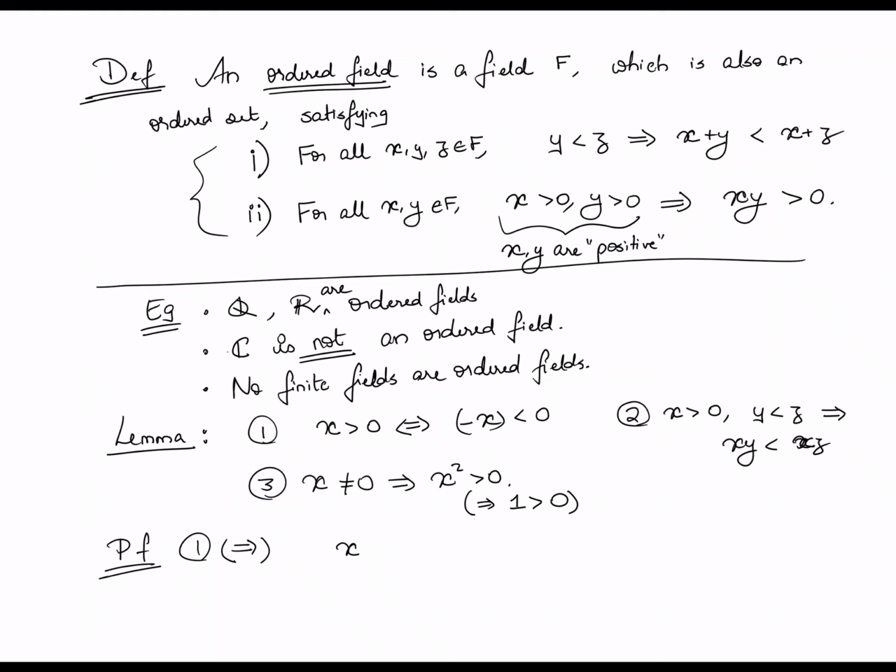If x is greater than 0, now remember from the first property that I defined for the field, I'm allowed to add something on both sides of an inequality. I'm going to add the additive inverse of x. So x plus minus x is greater than 0 plus minus x. x plus minus x is of course 0, so 0 is greater than 0 plus minus x, which is by definition minus x. So if x is positive, that means that minus x is negative. A very similar argument will show that the opposite is also true.